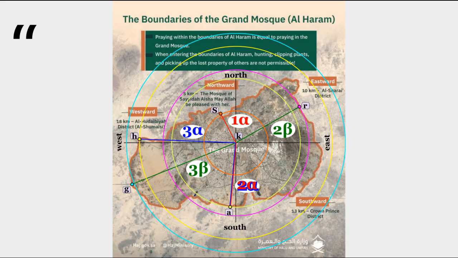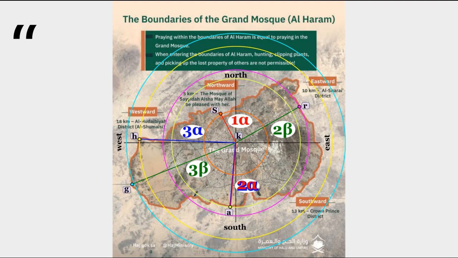Red circle, south-north boundary ratio 2:1. This boundary connects the northern and southern points relative to the Kaaba, establishing the base proportionality unit, alpha. Points, point A south, Al-Akisiyya and point S north, Masjid Sayyida Isaiah. Ratio, AK to SK is 2 alpha to 1 alpha.